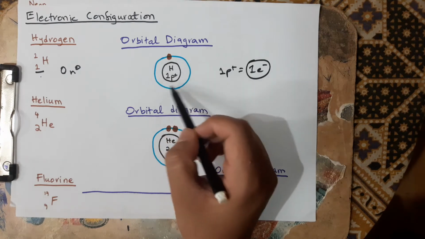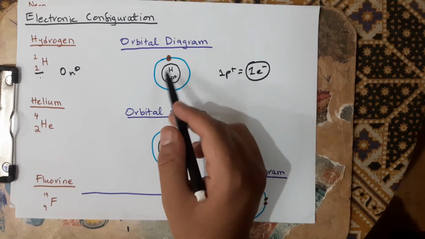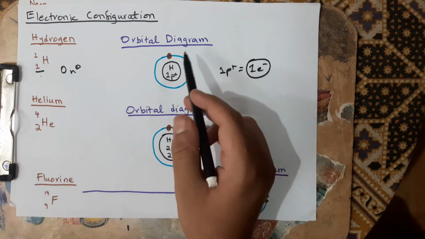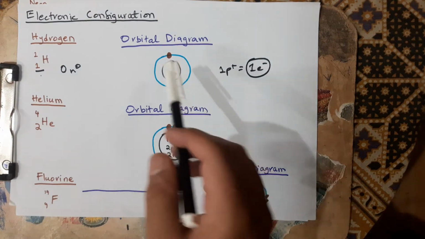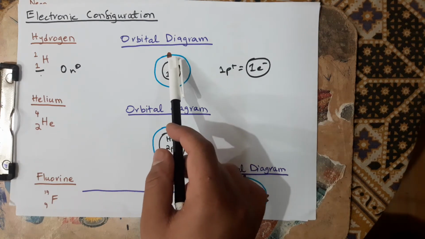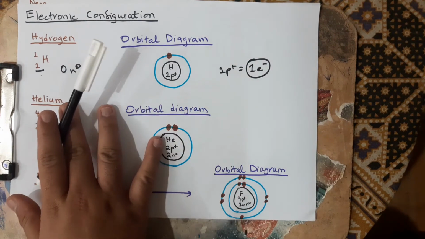You know that the first shell can't contain more than 2 electrons, so here the number of electrons is even less than 2, so you just have to draw one shell and draw one electron in it, not more, and your orbital diagram for the element hydrogen is complete.